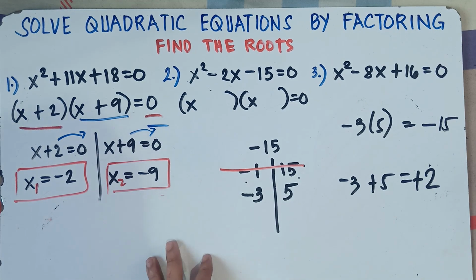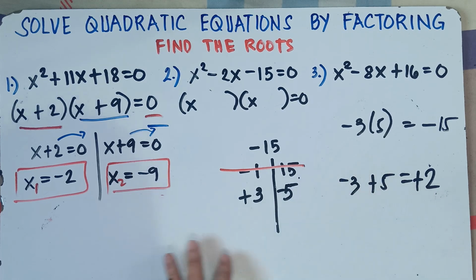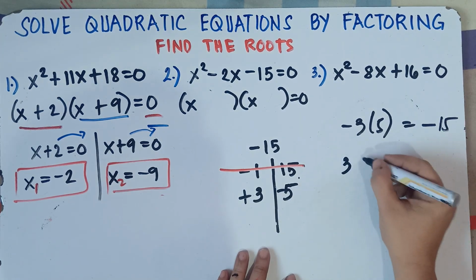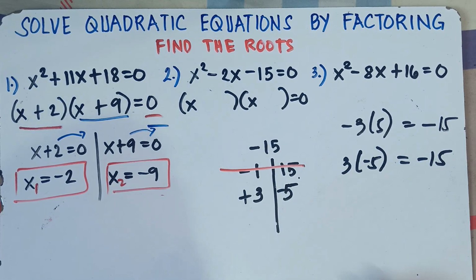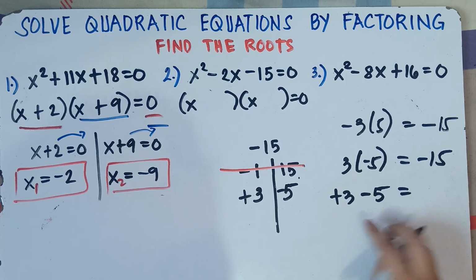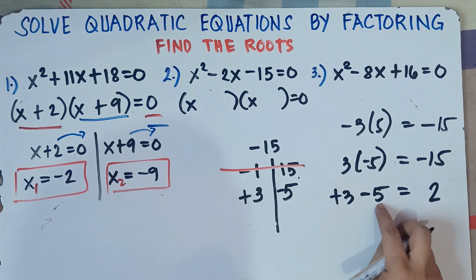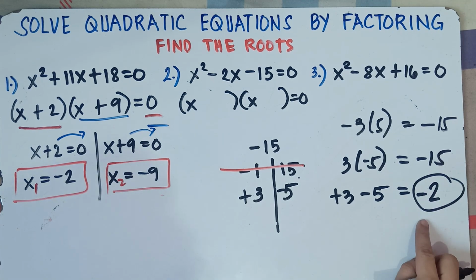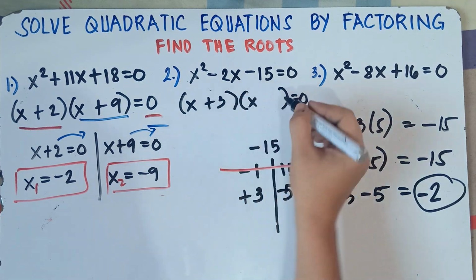So it should be positive 3 and then negative 5. Okay, let's try that one, class. Positive 3 multiplied by negative 5. Do we get negative 15? Yep. If we combine positive 3 and negative 5, if the signs are not the same, we subtract: 5 minus 3 is 2, and then copy the sign of the larger number. Copy the negative sign. Alright, so we get negative 2. Therefore, it should be positive 3, then negative 5. So plus 3 and then minus 5.